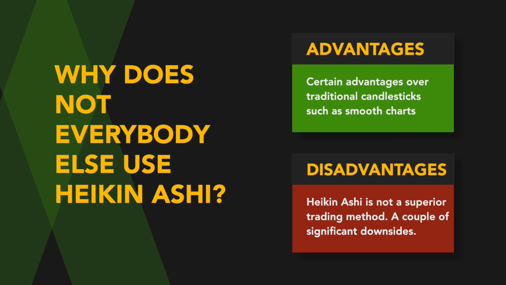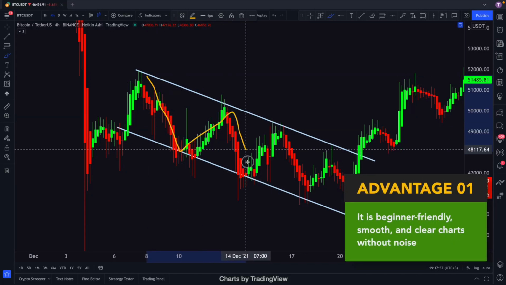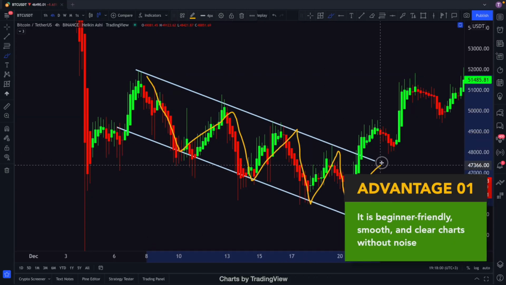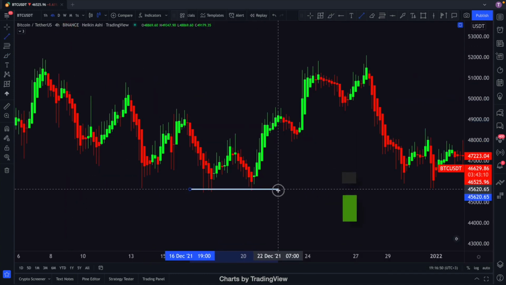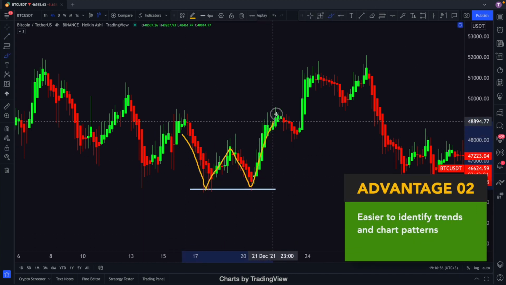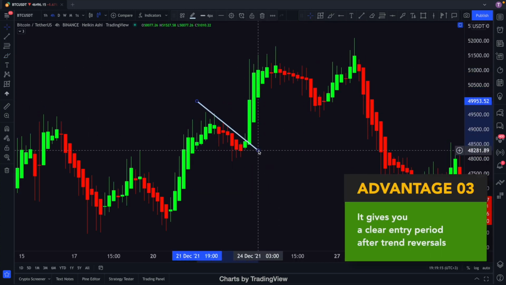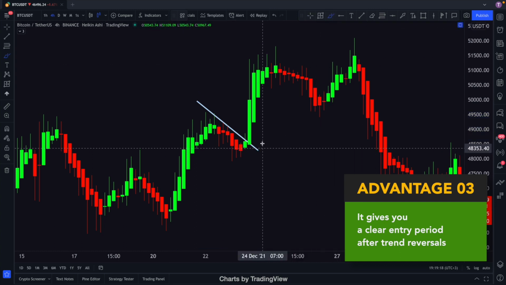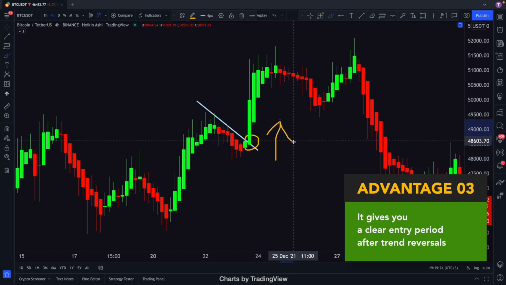Like everything else in the world, the Heikin Ashi also has advantages, disadvantages, and limitations. Let's start with the advantages. 1. It's beginner-friendly, smooth and clear charts without noise, if you compare it to traditional candlestick charts. 2. Easier to identify trends and chart patterns. You can get an idea about a financial security with one look. 3. It gives you a clear entry period after trend reversals. It won't work all the time, but it gives us an idea.